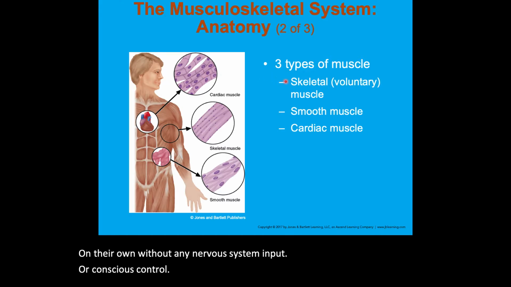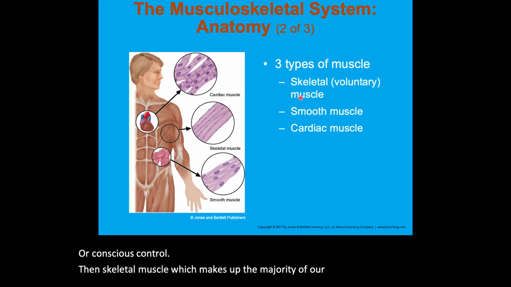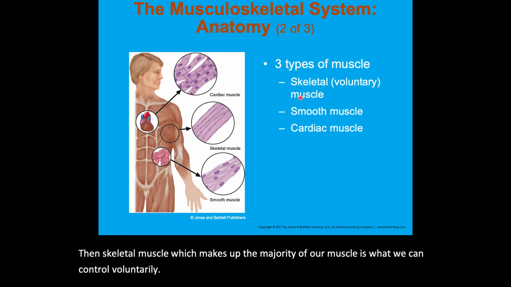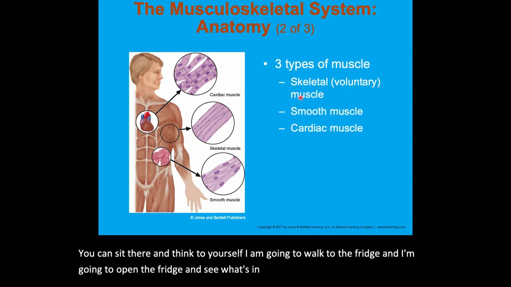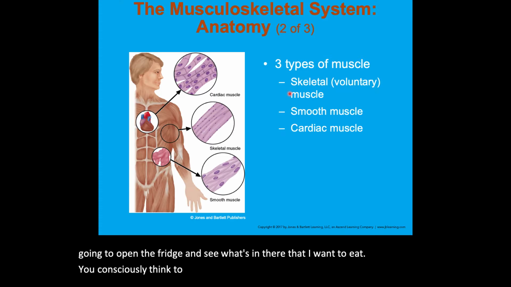Then skeletal muscle, which makes up the majority of our muscle, is what we can control voluntarily. You can sit there and think to yourself, I am going to walk to the fridge and I'm going to open the fridge and see what's in there that I want to eat. You consciously think to yourself to get up and walk to the fridge.